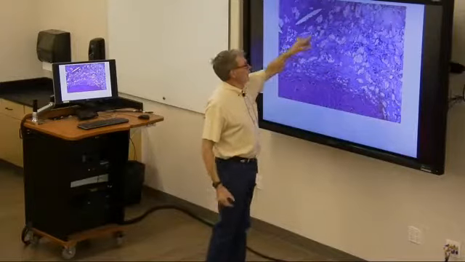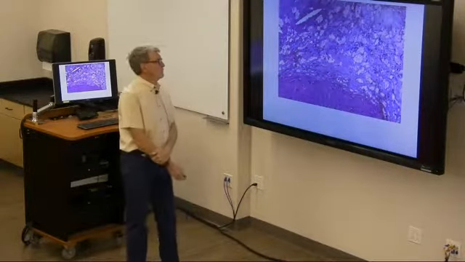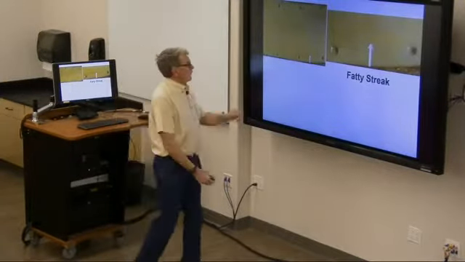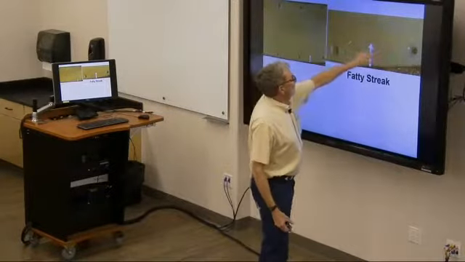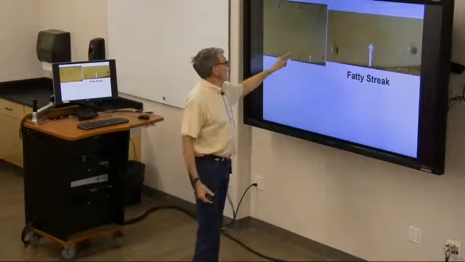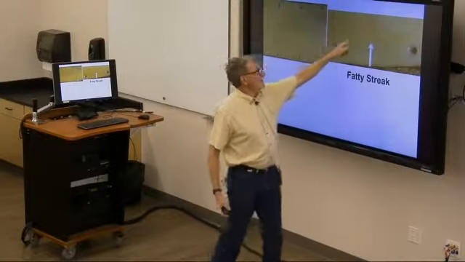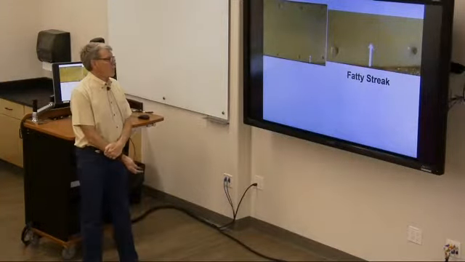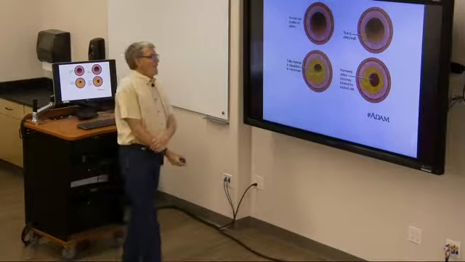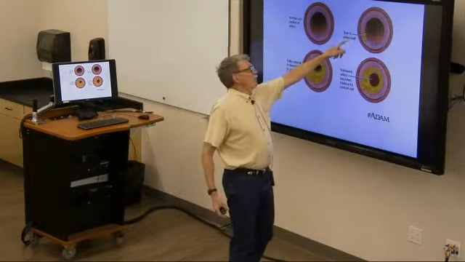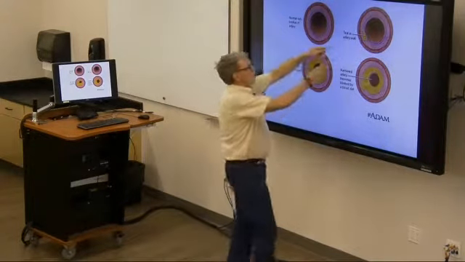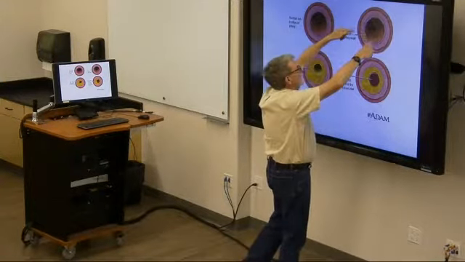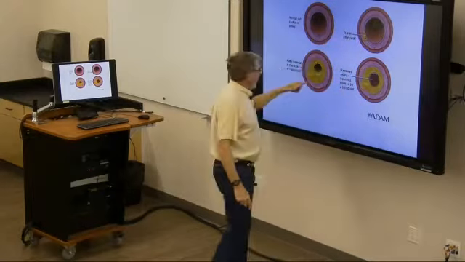Calcifications, foam cells. Here's a tiny little fatty streak. You can't see it on this very well, but you can probably see it on your computer. A little light-colored streak underneath the lining of the blood vessel. And it tends to go all the way around. It may start in one place, but the whole endothelium will be kind of pulled loose, and this plaque will develop all the way around.